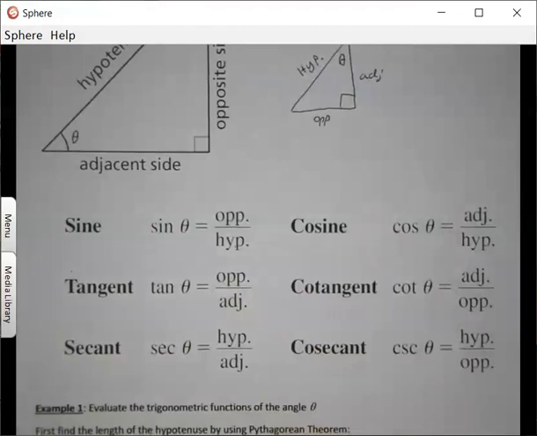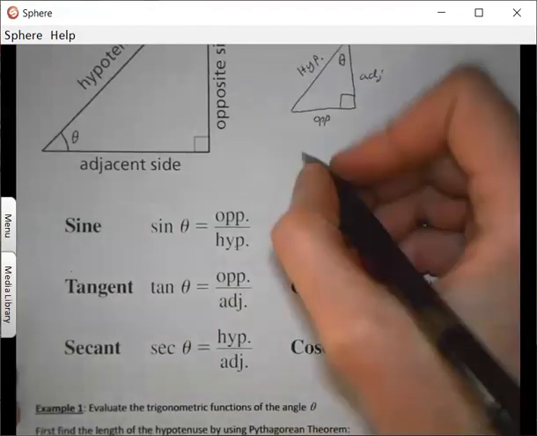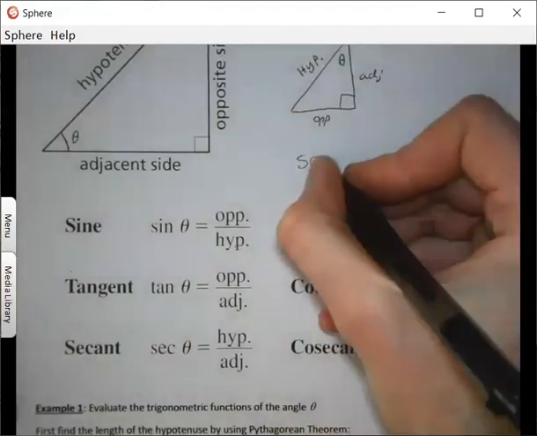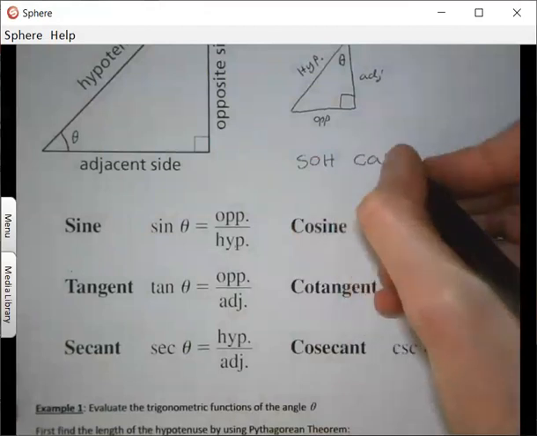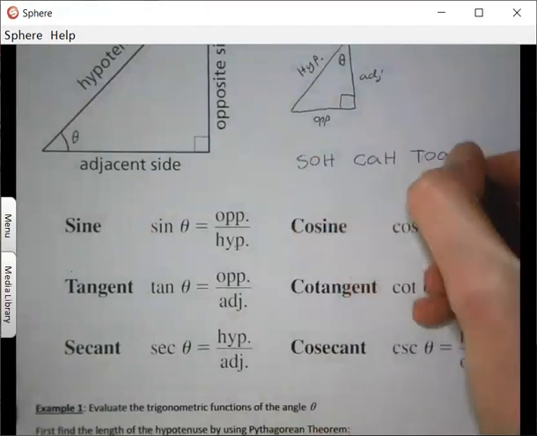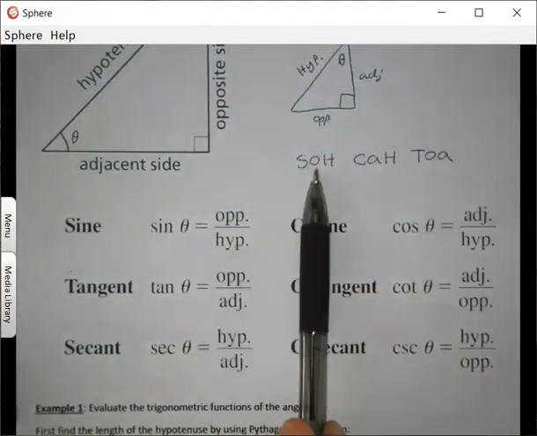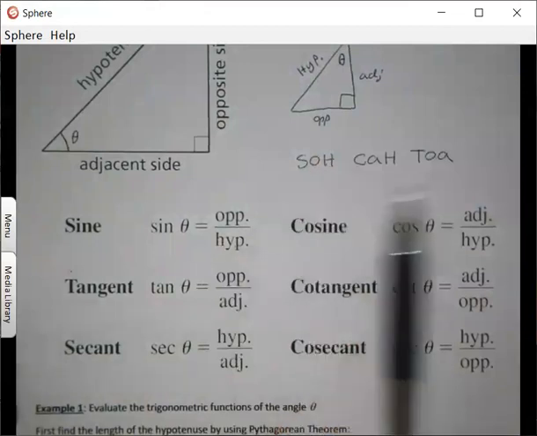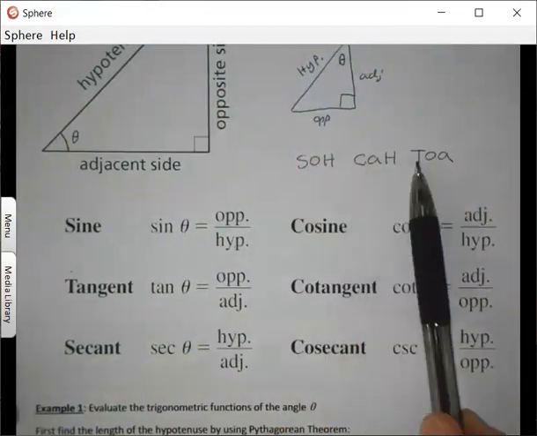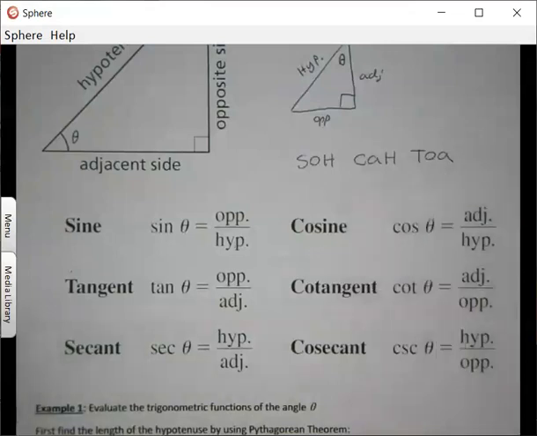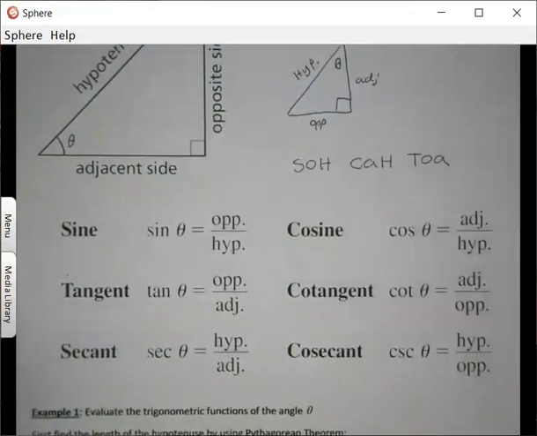Now, one way to remember sine, cosine, and tangent is SOHCAHTOA. And what this tells us is sine, opposite over hypotenuse, cosine, adjacent over hypotenuse, tangent, opposite over adjacent. Now we're going to use this to either solve for a missing side, or in some cases we can use it to find a missing angle.